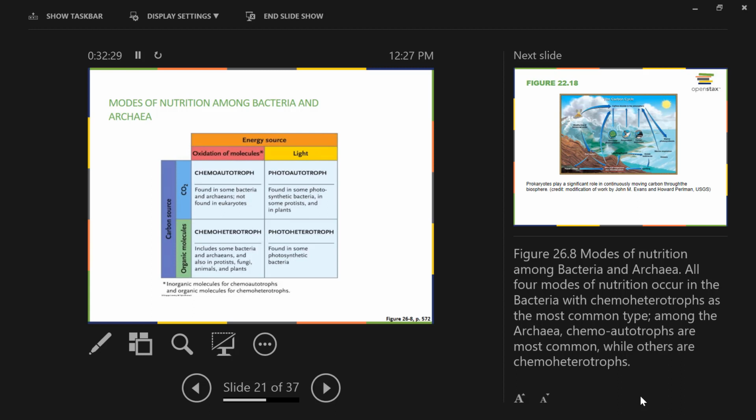Where do you think we fit on this table? We are chemoheterotrophs. We get our carbon from organic molecules in the food that we eat, and we get our energy from oxidizing those molecules from the food that we eat. We are chemoheterotrophs. What about a photosynthetic bacteria?